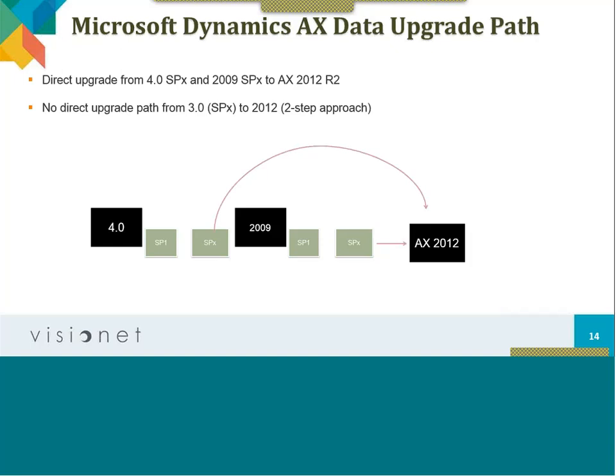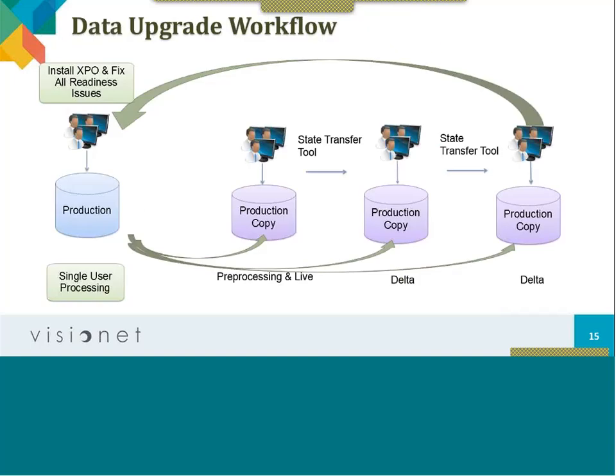How basically the data upgrade works is, if you can see over here, it's stated that there's a state transfer tool which is available. So what you do is you actually do pre-processing of your data, which is your live data, and you do that in the copy of your production environment.